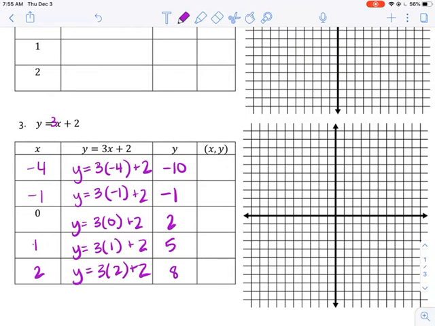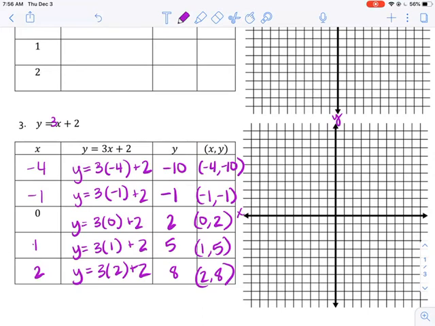Okay, now we're going to write our points. This is -4, -10. What's nice about this is it's nice and easy to just read it off, so you don't have to think too hard. 1, 5, and 2, 8. Okay, now we'll graph our points. Remember that the first point will go left and right on the x-axis, and the second point will go up and down on the y.